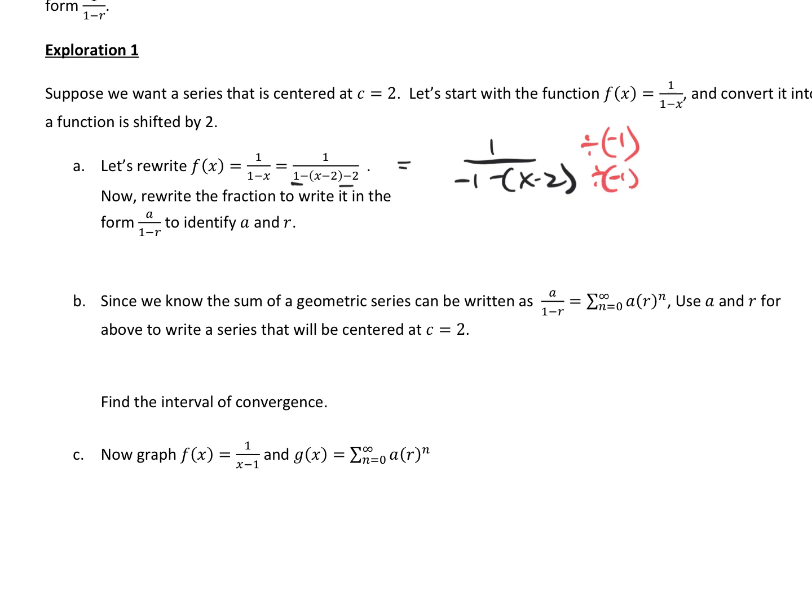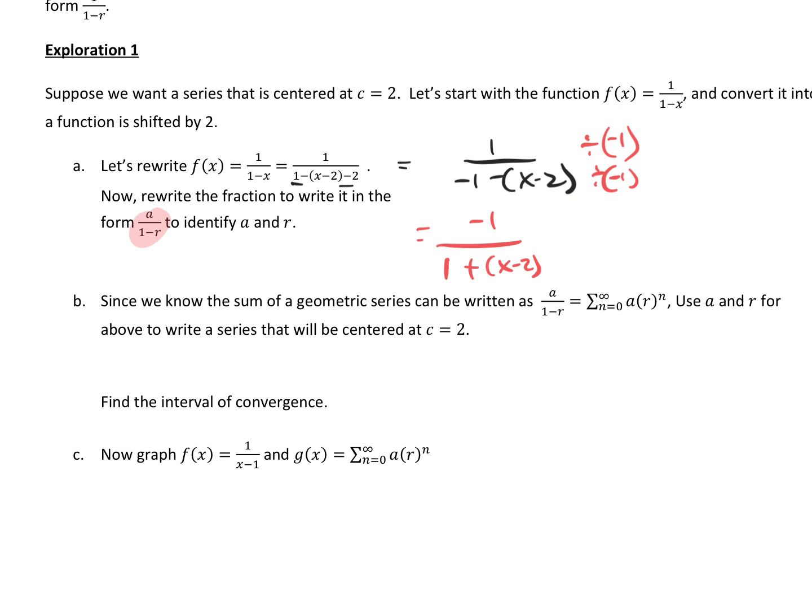All right. So if we divide by -1 on top and bottom, that's going to give us -1 on top. And we're going to divide both of these terms, there's two terms, by -1. So we end up with 1 plus x minus 2. So again, we want this to look like the form a over 1 minus r.